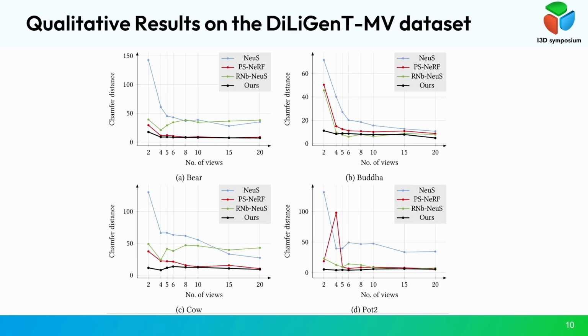So other methods have a very high chamfer distance, meaning that they don't get a good reconstruction quality, while we can see from the graphs that our method, even with as few as 2 input views, gives very stable results, and this trend continues as we make the number of input views denser.